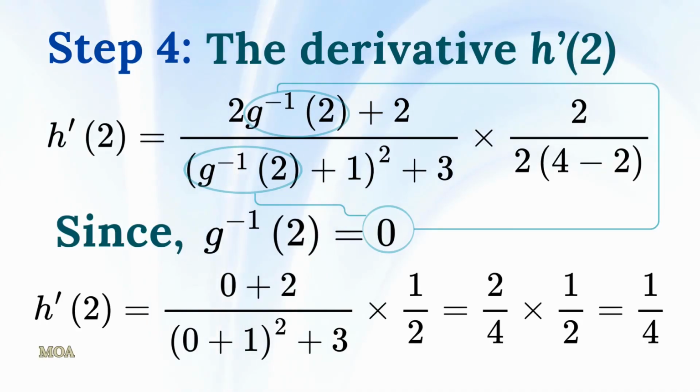To do this, substitute x equals 2 into the expression for h prime of x. Since g inverse of 2 is 0, the first factor becomes 2 times 0 plus 2, all over 0 plus 1 squared plus 3, that is 2 over 4, which is 1/2. The second factor is 2 divided by the quantity 2 times, 4 minus 2, which is 2 over 4. Or again 1/2. Multiplying these gives 1/2 times 1/2, which equals 1/4.